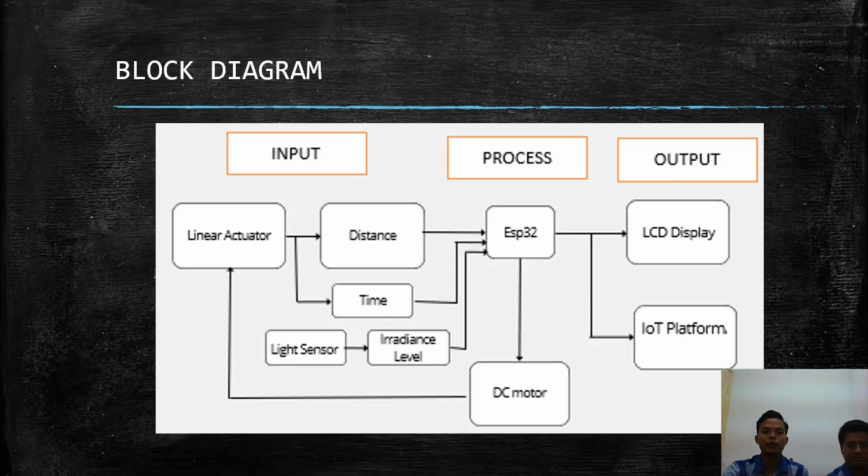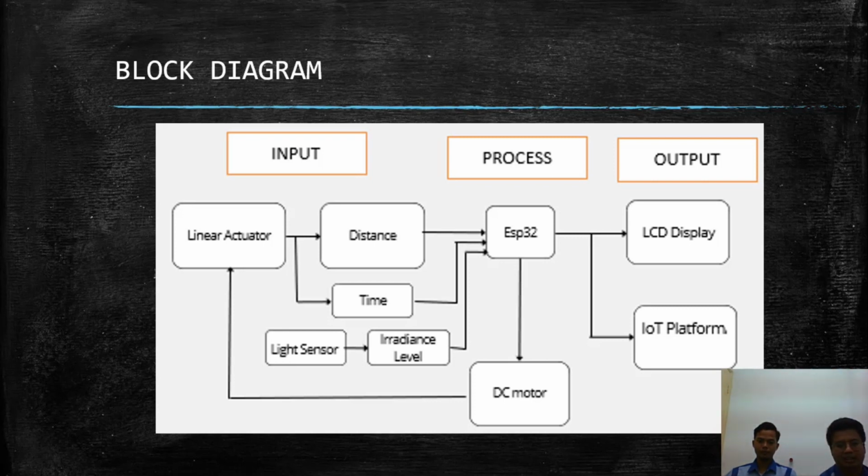So this is the block diagram of this project. The first section is the input. This is the input we use for the linear actuator, and the linear actuator will give a different motion, so it will give a distance and provide a time. The next input is the light sensor, which converts to the irradiance level.